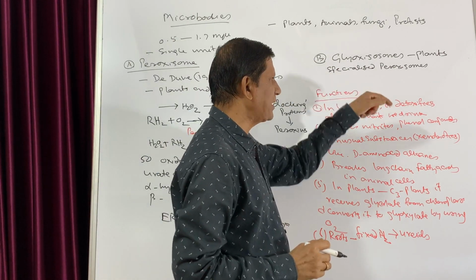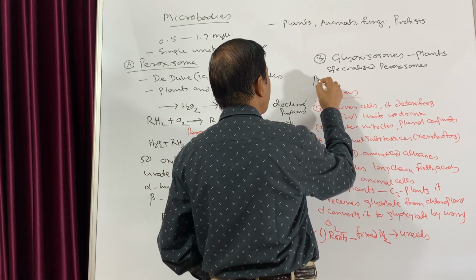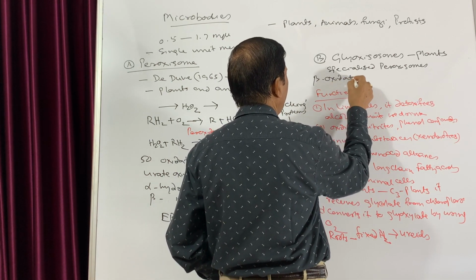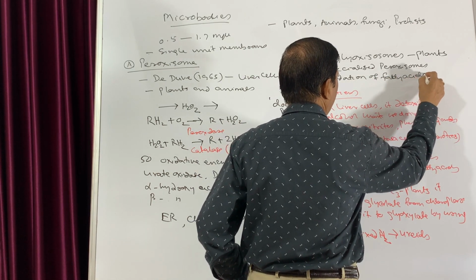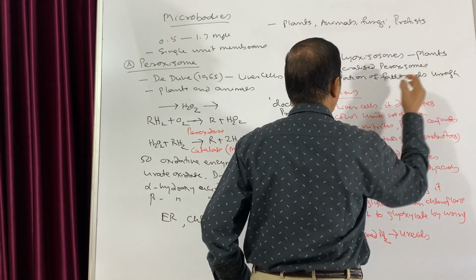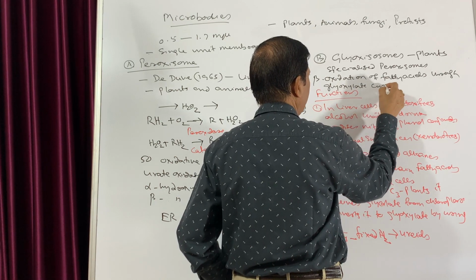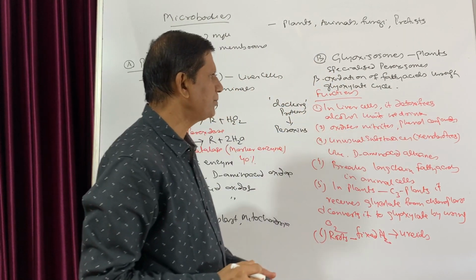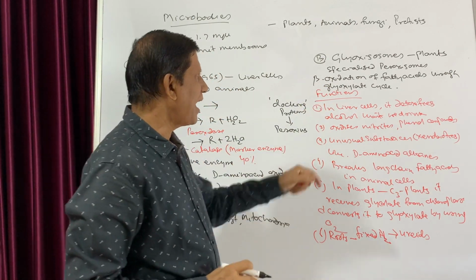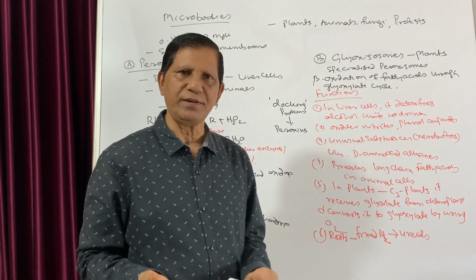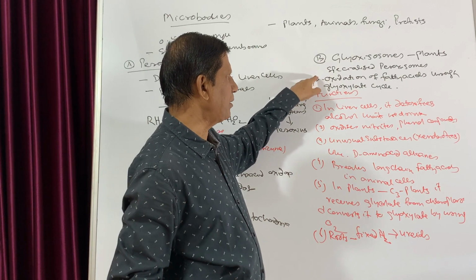That is why they are known as specialized peroxisomes, and they are mainly responsible for the beta oxidation of fatty acids through the glyoxylate cycle. So that is their importance. Again, after the fats are completed, they will disappear, and again they will reappear. So that is why they are present only in plants.